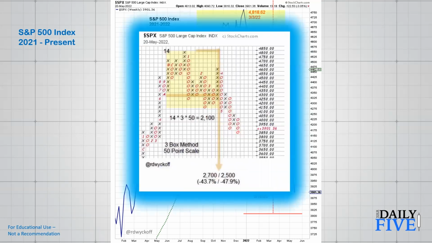So now we look at this point and figure chart. This chart, if we count across here, gives us a count down to 2,100 S&P points of decline. A markdown already has occurred out of the structure. It counts down to 2,700, which is minus 43.7% from the high, to minus 2,500, which is 47.9% off the high. So there is fuel in the tank for further decline. And so we must keep respect and keep an eye on the way the market acts in here.